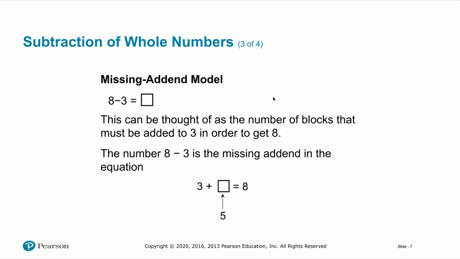All right, another model is the missing addend model. So what we do is we take this subtraction problem, 8 minus 3 is what number, and in turn we turn it into this addition problem with a missing addend. So we say 3 plus what number gives us 8? Because that would be the number that would be obtained if we took 3 away from 8, right? And of course we know that the answer there would be 5. Therefore, the answer to our subtraction problem is also 5.